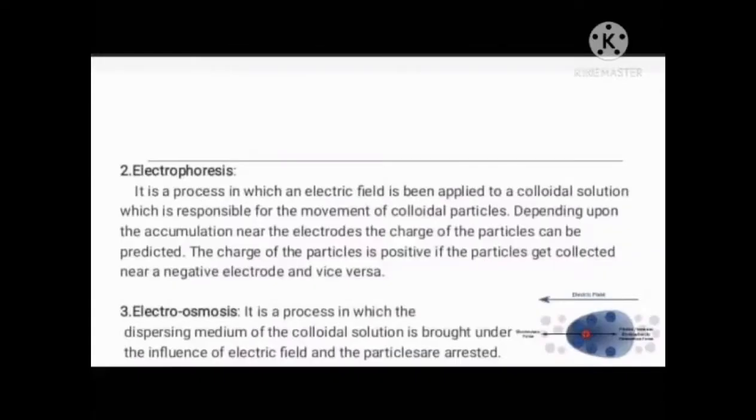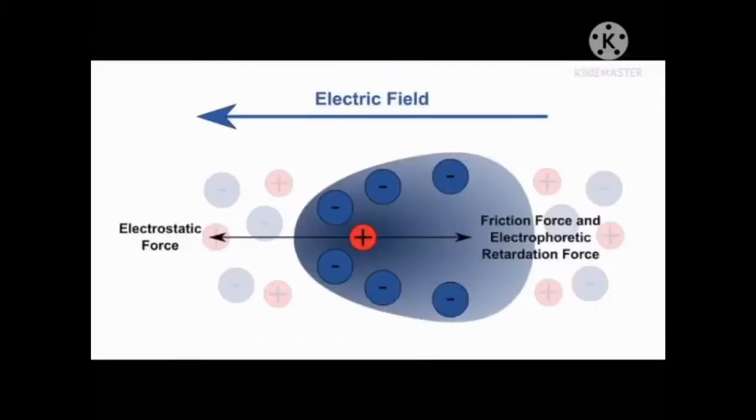The next property is electrophoresis. It is the process in which an electrical field is applied to a colloidal solution, which is responsible for the movement of colloidal particles. Depending upon the accumulation near the electrodes, the charge of the particles can be predicted. The charge of the particle is positive if the particles get collected near a negative electrode, and vice versa. This is an example of the electric field, electrostatic force, and the friction force.